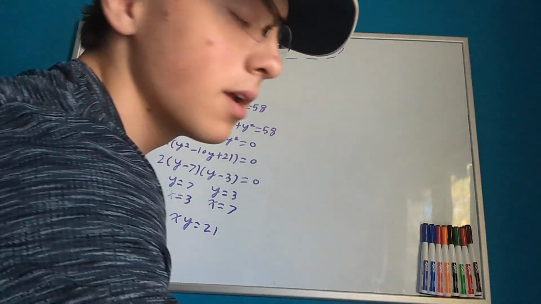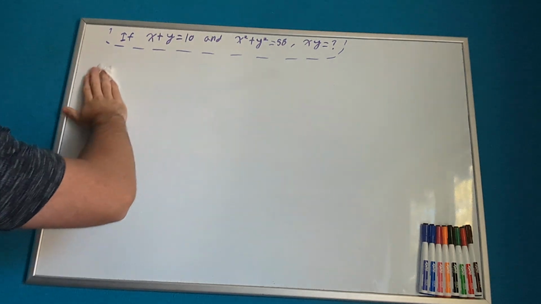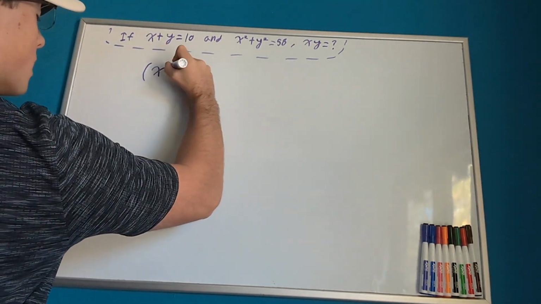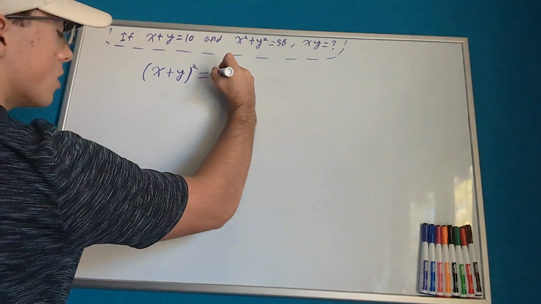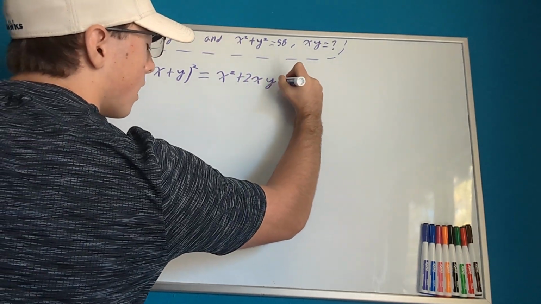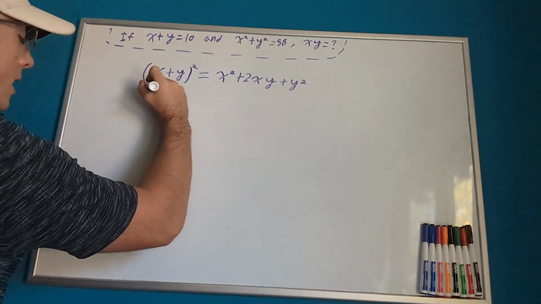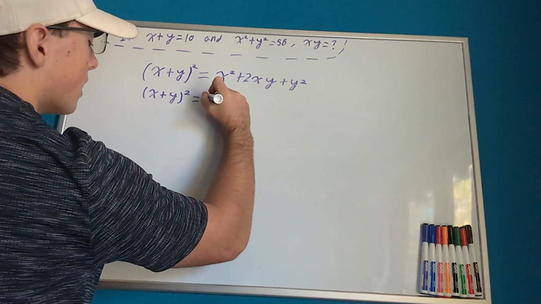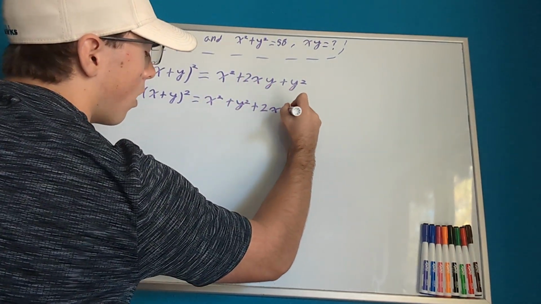And that's our answer. But there's an even faster way to do this, and it makes it much easier. Let's ponder what (x plus y) squared equals. Well, if we expand this, we'll get x squared plus 2xy plus y squared. And maybe you can see something. If you can't, let me rearrange it for you, and I think you'll see it perfectly. It equals x squared plus y squared plus 2xy.